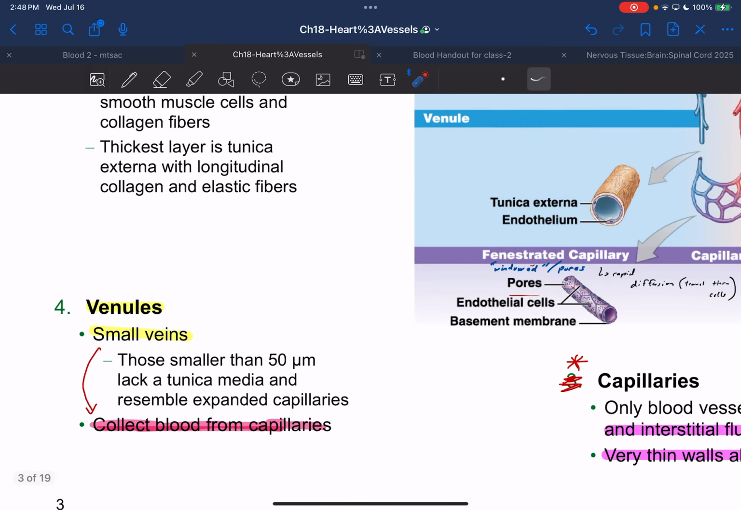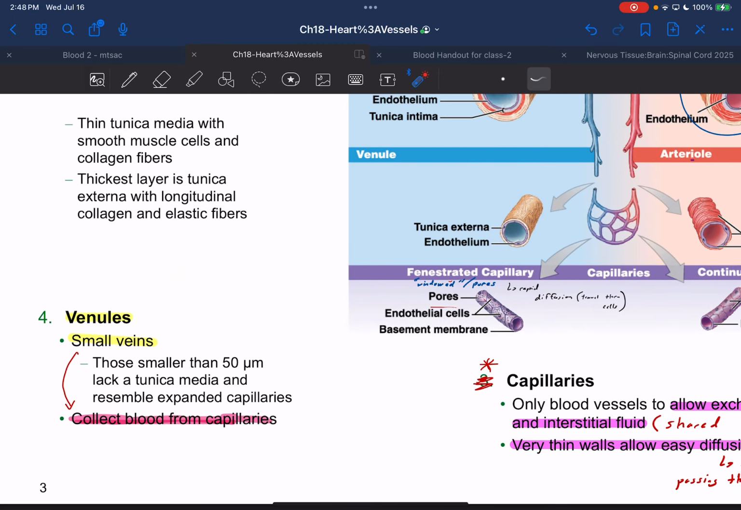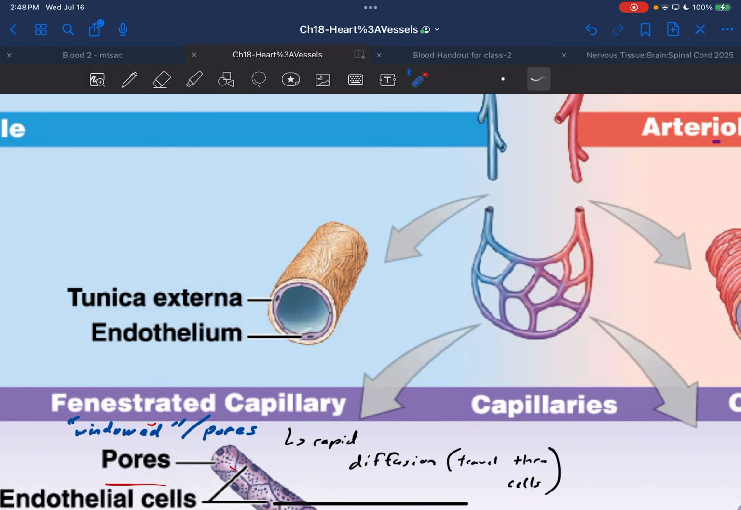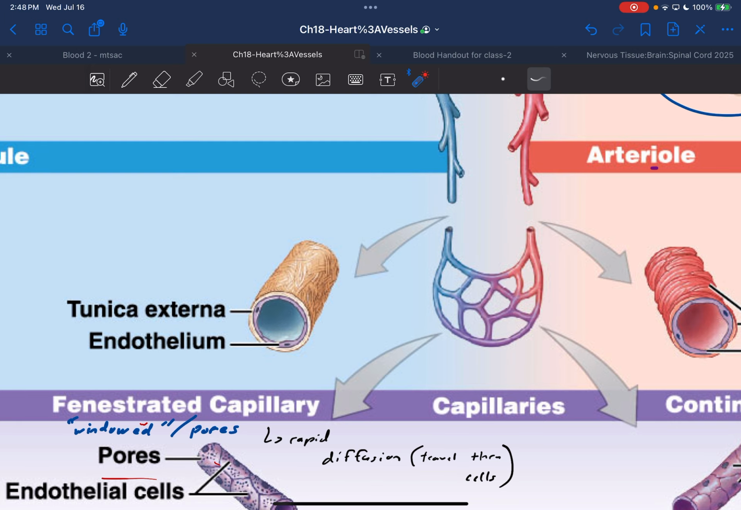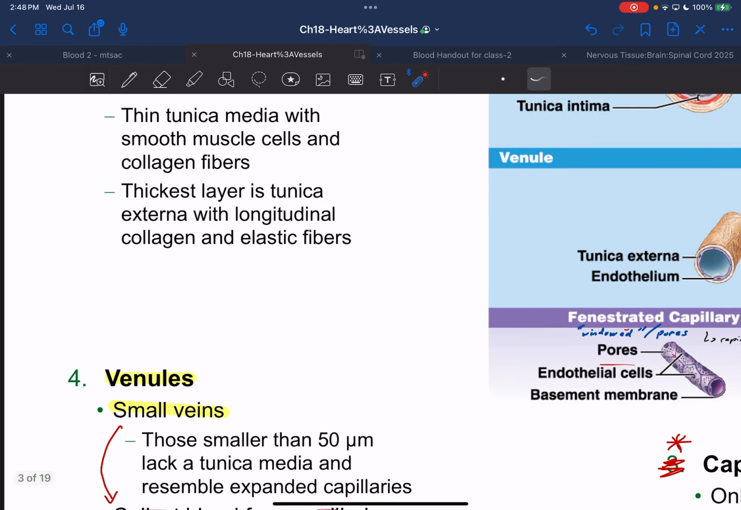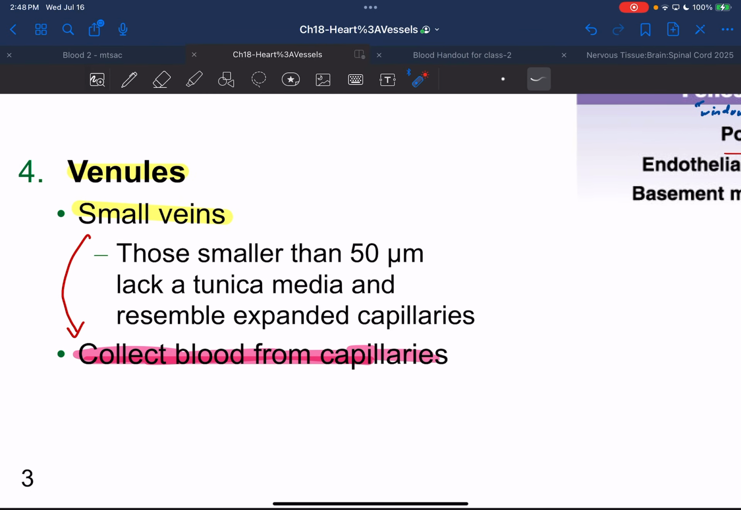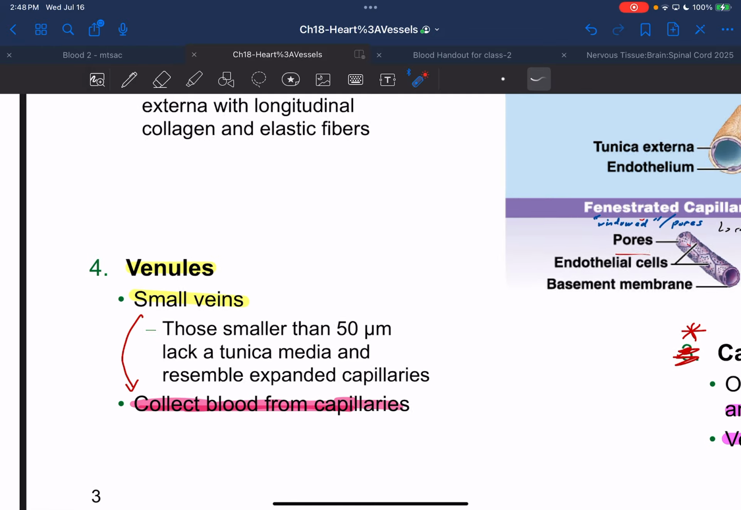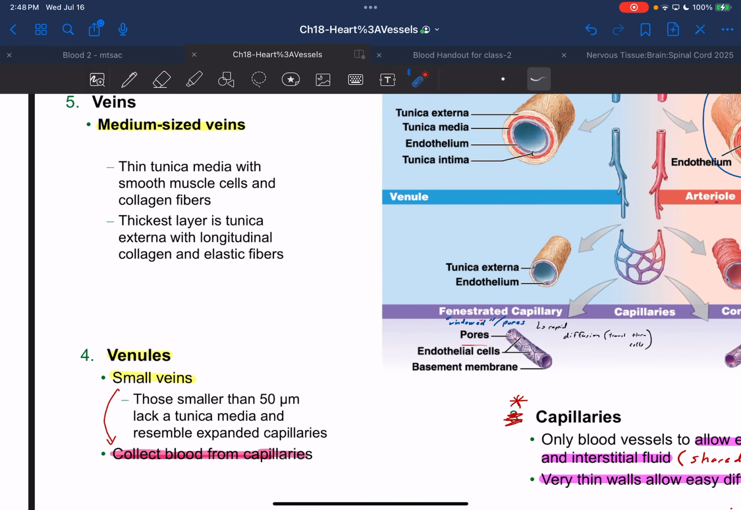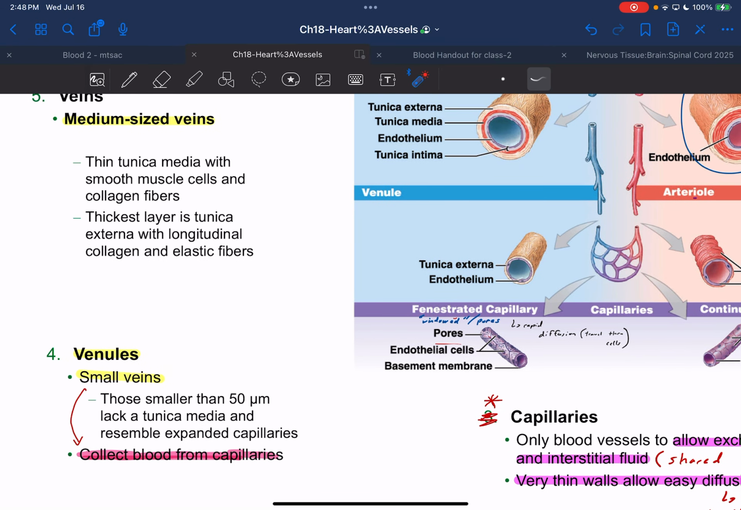Now the veins are easy peasy. Venules are going to be the receiving side of when blood is flowing. These small veins are venules. So they kind of form the collection area for the capillaries. They collect blood from the capillaries. Then those little venules will then go on to become medium-sized veins. All I need you to know is the order of size here. Venules, then they lead to veins, medium-sized.